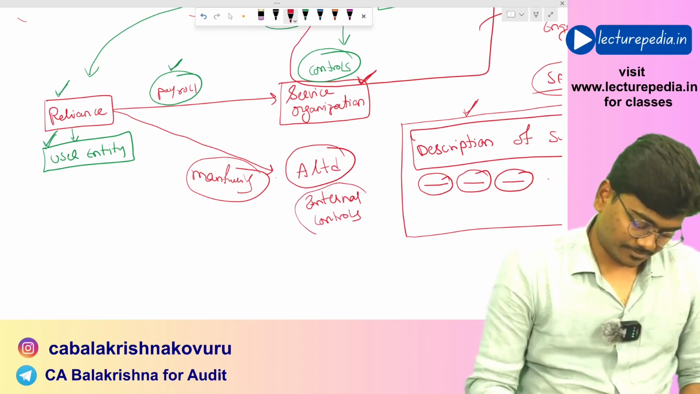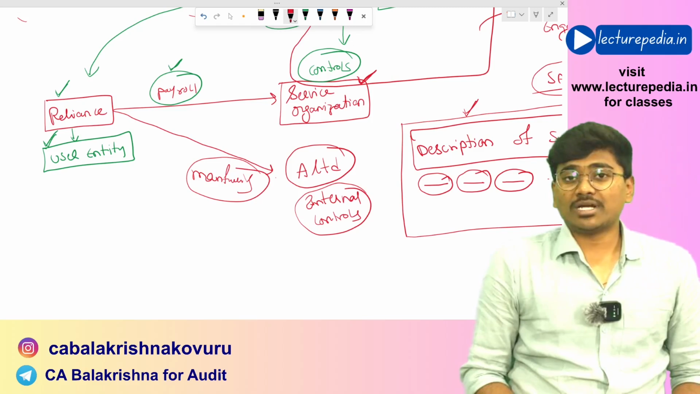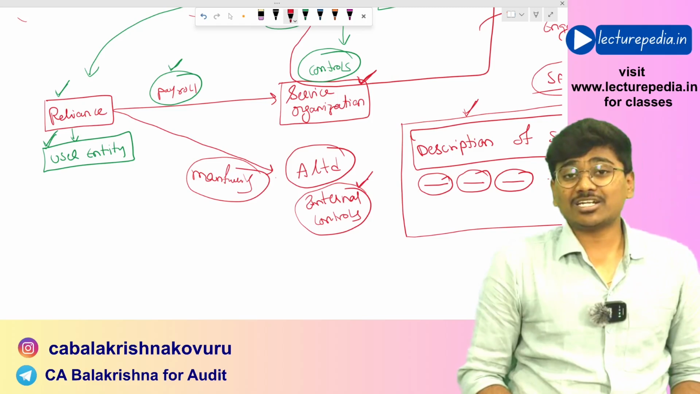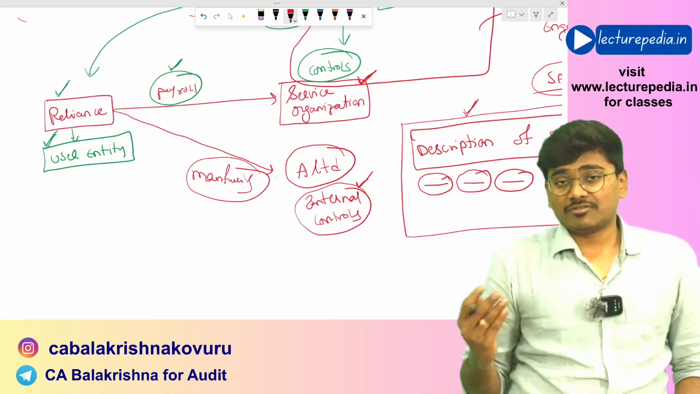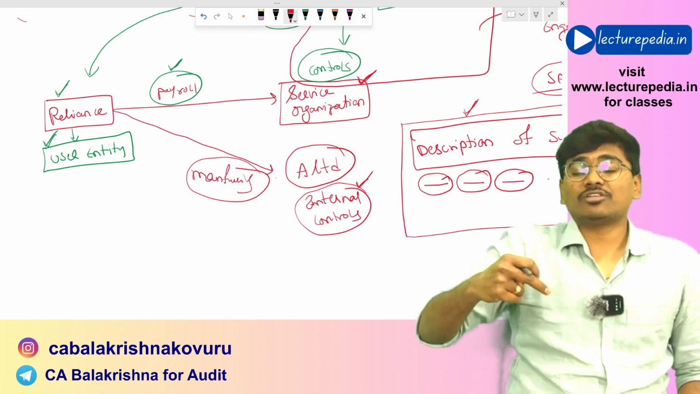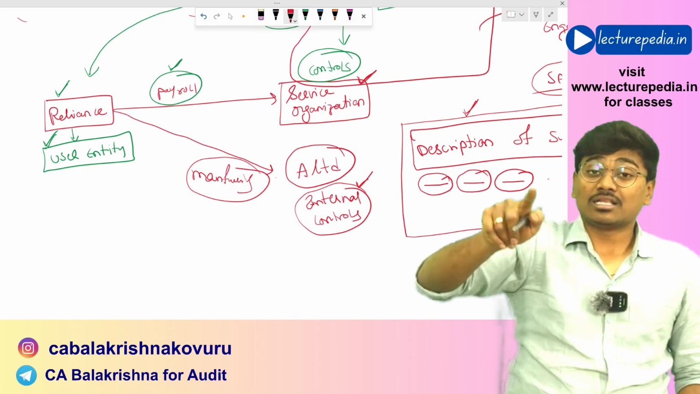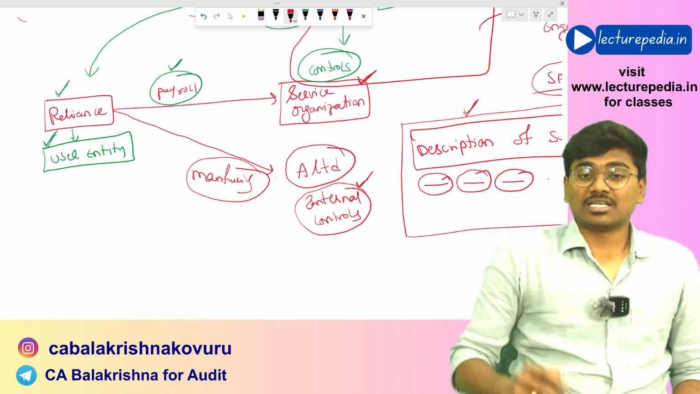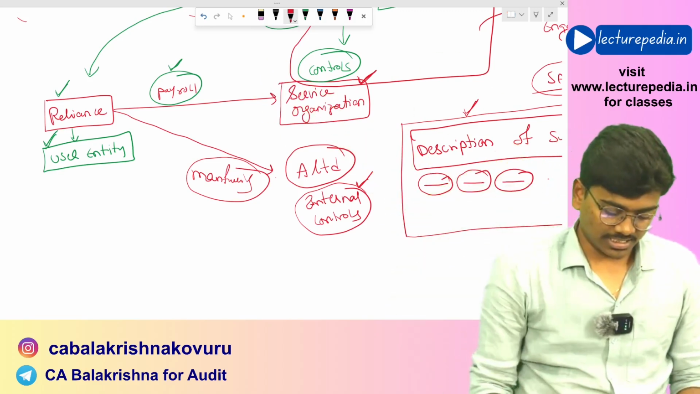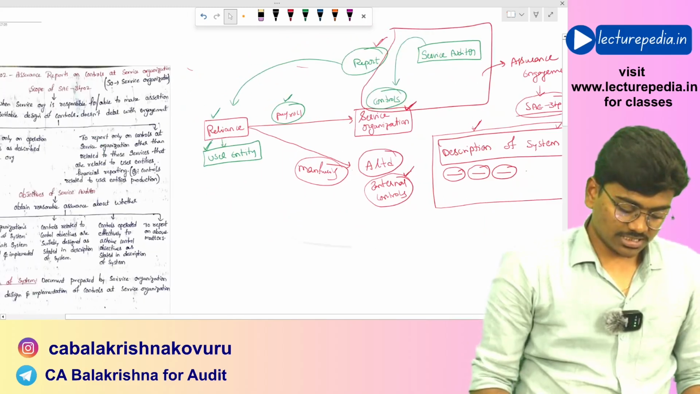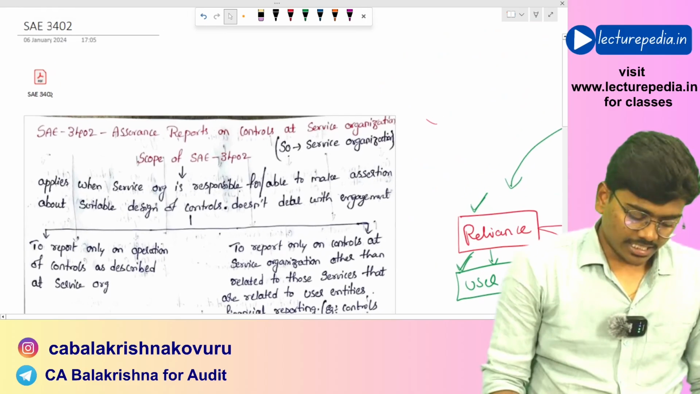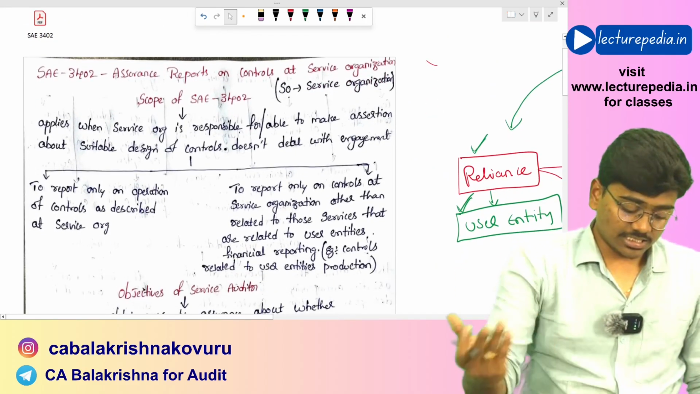Now, if an auditor has been appointed to provide assurance on these types of internal controls, which relate to the services the service organization is providing but have no direct impact on the financial statements of the user entity, then for such an engagement, SAE 3402 is not applicable. Hope that is clear. So this is the background of this standard and the linking of SA 402 and SAE 3402.